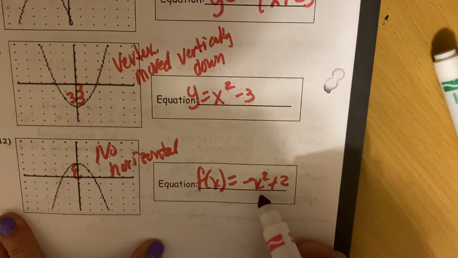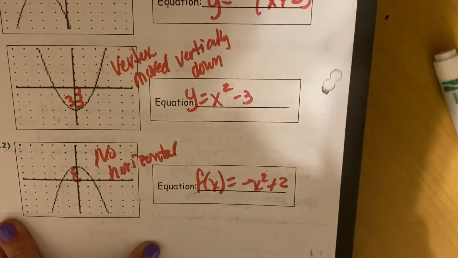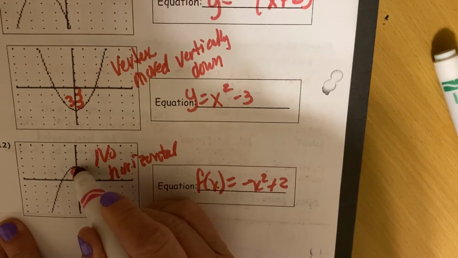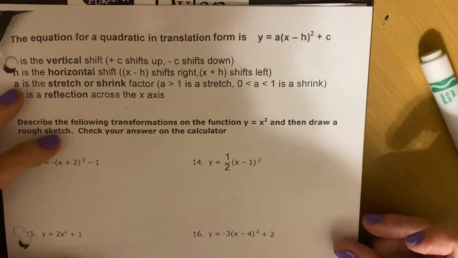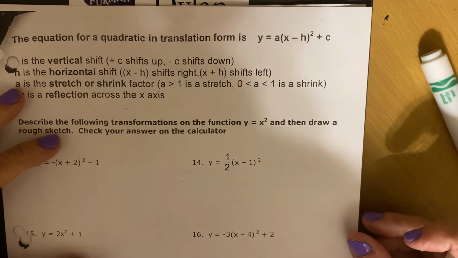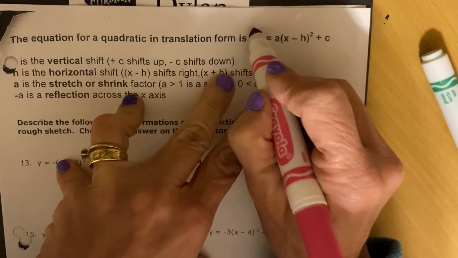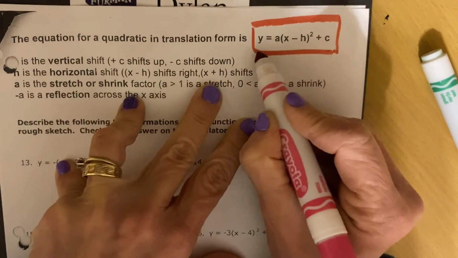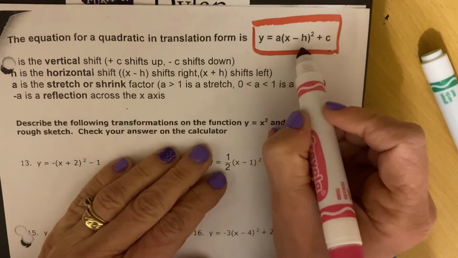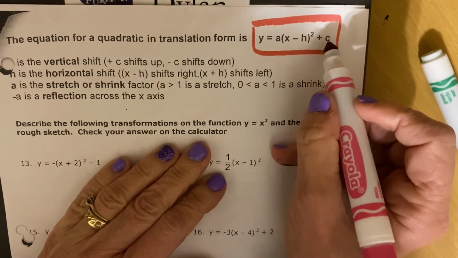This is upside down, and so that's going to be negative x squared, and then my vertex is up 2, so that's where the plus 2 comes in. So our vertex form is y equals a parentheses x minus h squared plus c. So this is worth memorizing. Y equals a parentheses x minus h squared plus c.